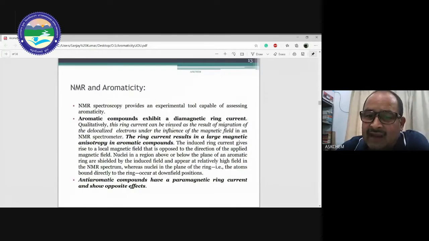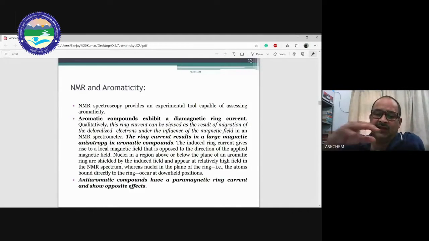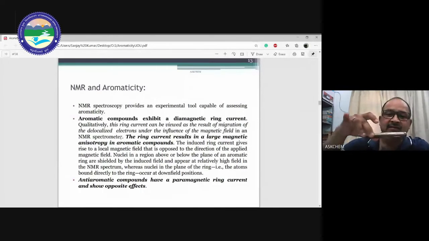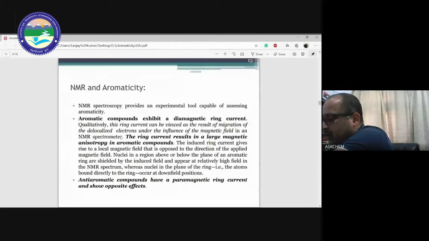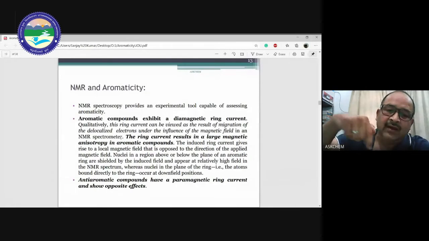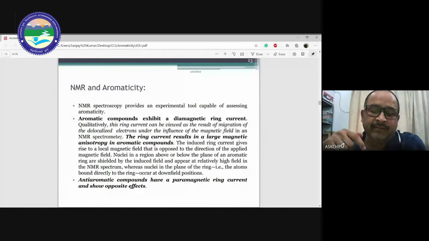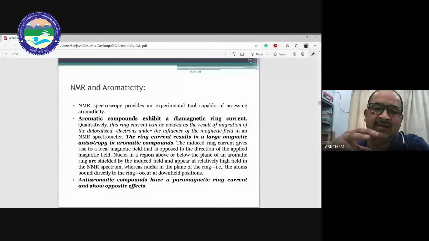Qualitatively, this ring current can be viewed as a result of migration of delocalized electrons under the influence of the magnetic field in an NMR spectrometer. Now, take the cyclohexane-like molecule, the benzene ring, with the downward pointing finger showing the direction of the applied field. The 6 pi electrons, the valence electrons, are labile.